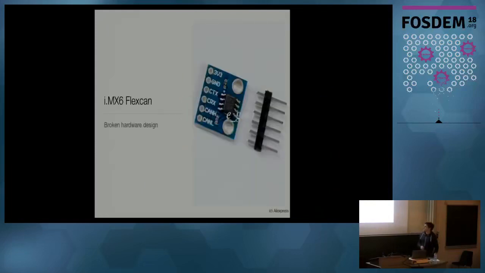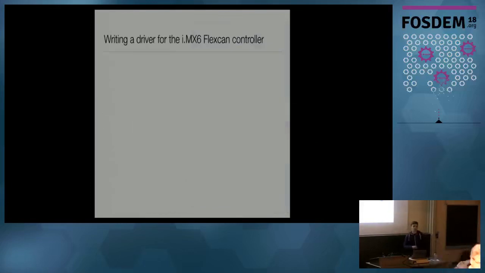Okay, so the first story is about really broken hardware design. And the example here is the i.MX6, which is an ARM SoC developed by Freescale. It's a pretty old one right now, so it's a Cortex A9 design, and you can have it in dual and quad-core configurations. And one of the nice features of this SoC is that it features a built-in CAN controller, so it's especially useful in automotive contexts.